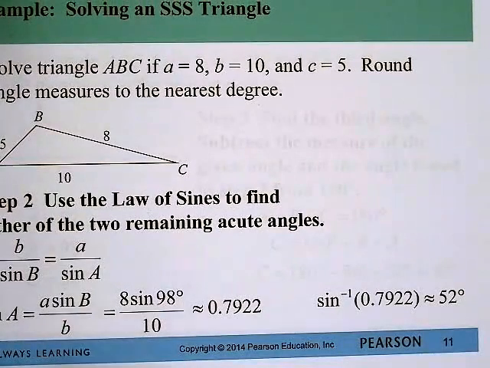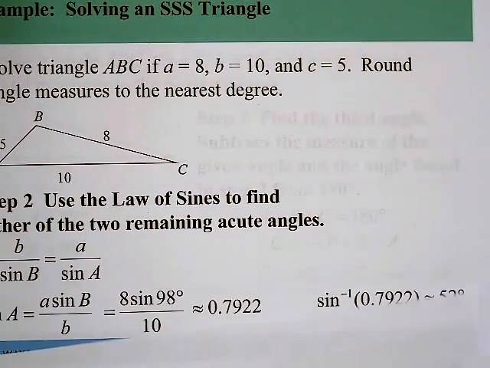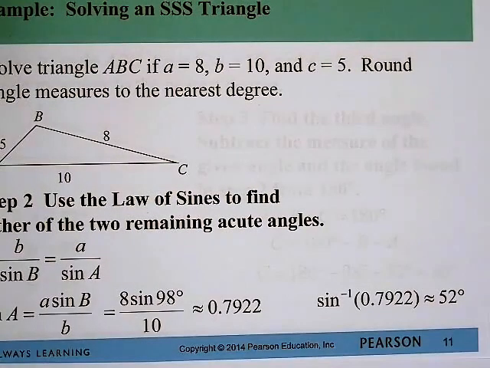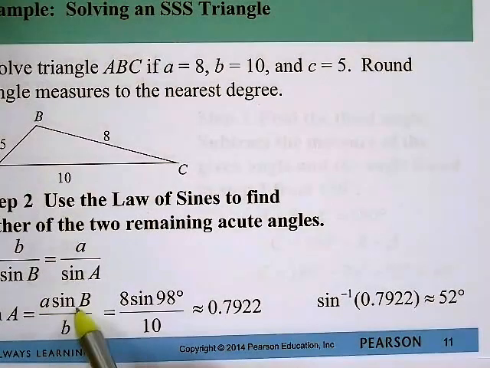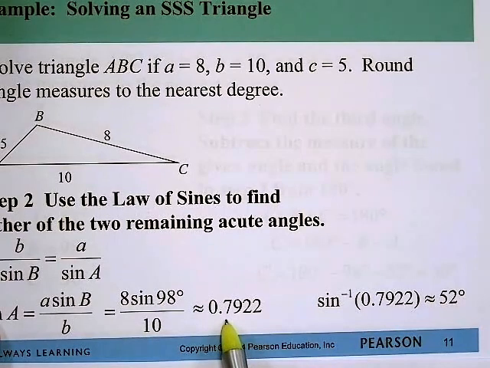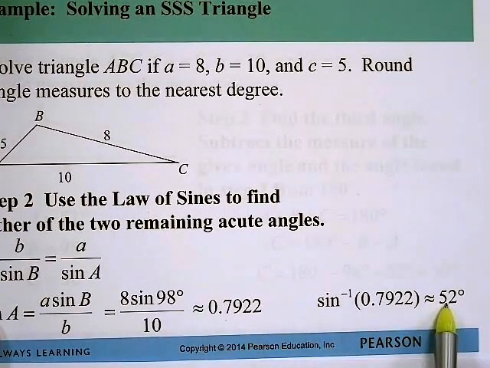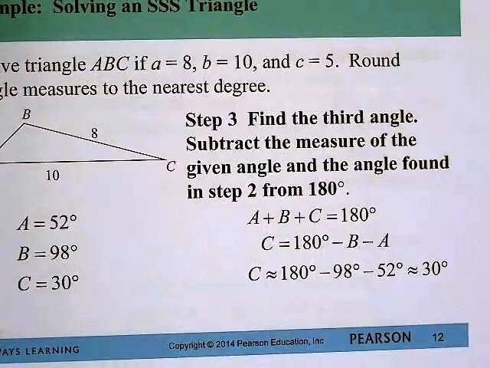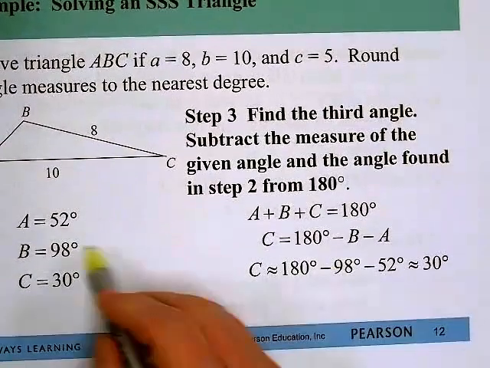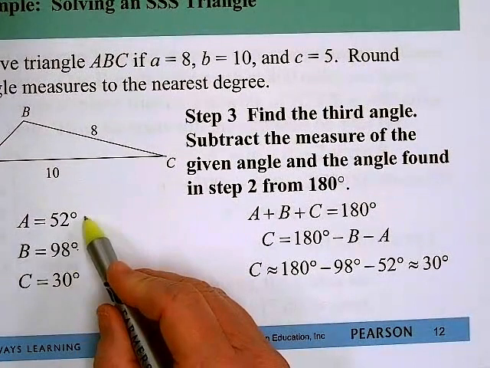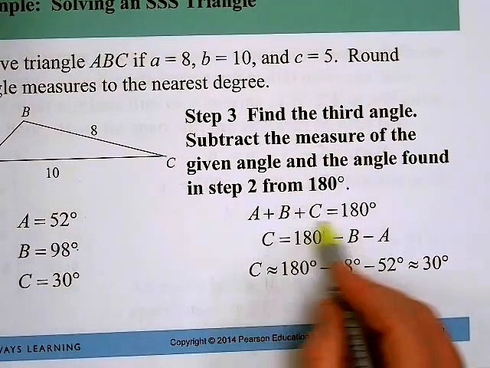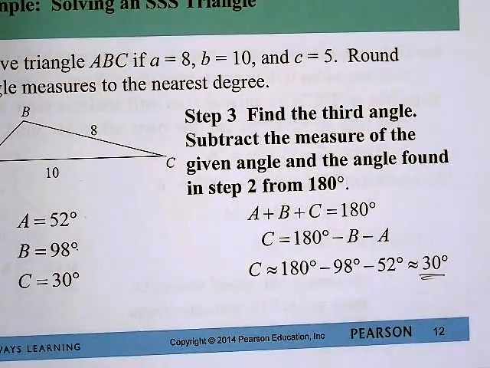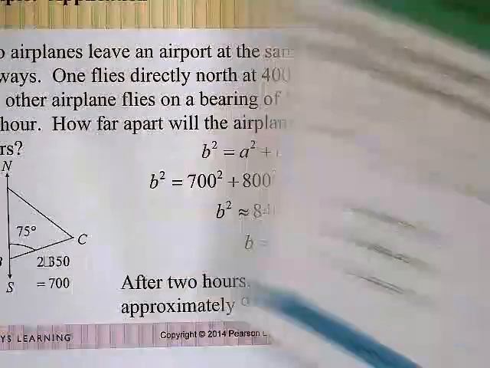Now I need to use the law of sines to find one of the two remaining angles. So it's sine A is equal to A times sine B over B. So I'll plug in, and I find that sine of A is 0.7922, which gives me an angle of 52 degrees. Now that I know that angle B is 98 and angle A is 52, I plug into this formula to find that the remaining angle is 30 degrees.